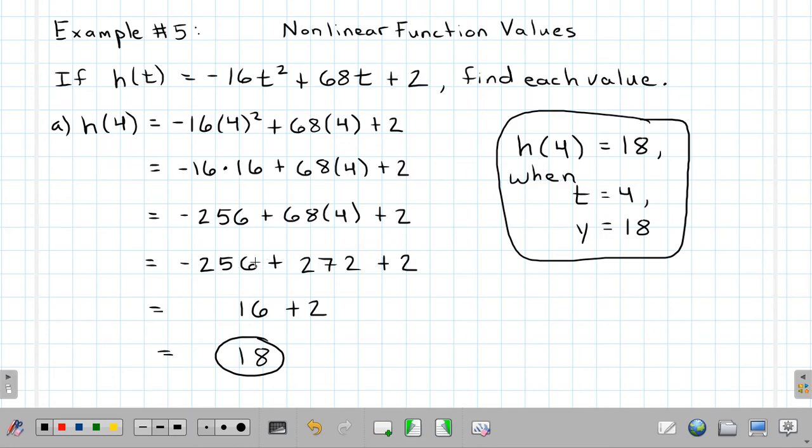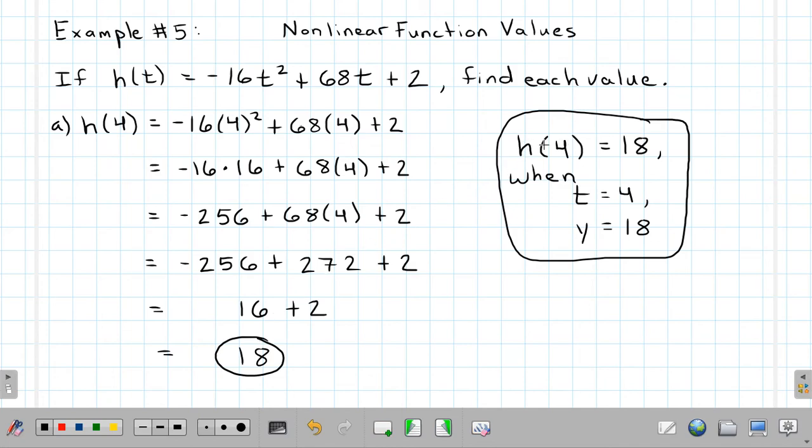Then we have all addition, so we work from left to right. So negative 256 plus 272 is 16. We still have the plus 2. So we get 18. Now this is a lot of steps here, but it's just order of operations, okay? So when you're doing function values, it's pretty much just order of operations, okay? So once again, we plug in 4, we get out 18.